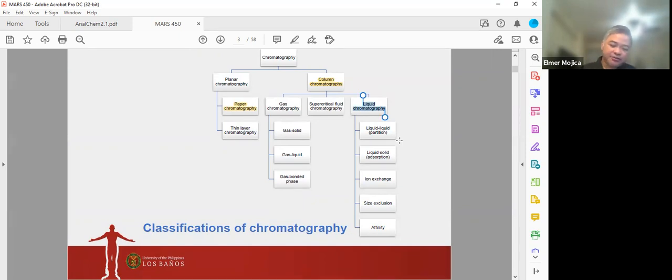There are several ways to differentiate liquid chromatography. In liquid chromatography, the mobile phase is a liquid. These are the different types that you have. You can have partition, or liquid-liquid chromatography. You can have adsorption, which is liquid-solid chromatography. You can have ion exchange, size exclusion, and affinity.